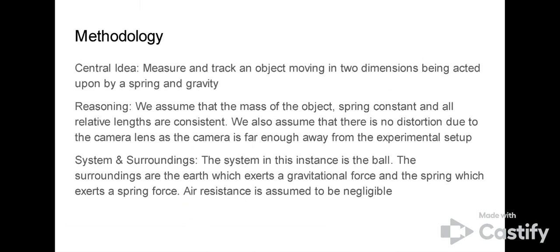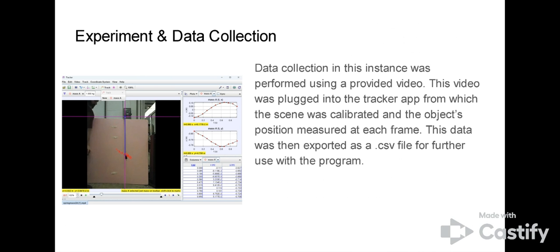We assume that the mass of the object, the spring constant, and all relative lengths are consistent. We also assume that there is no distortion due to the camera lens, as the lens is far enough away from the experimental setup. The system in this instance is the ball, and the surroundings are the earth, which exerts a force of gravity, and the spring, which exerts a spring force. Air resistance is assumed to be negligible.